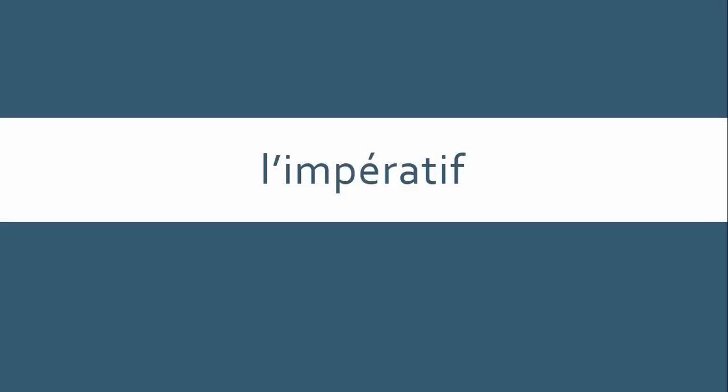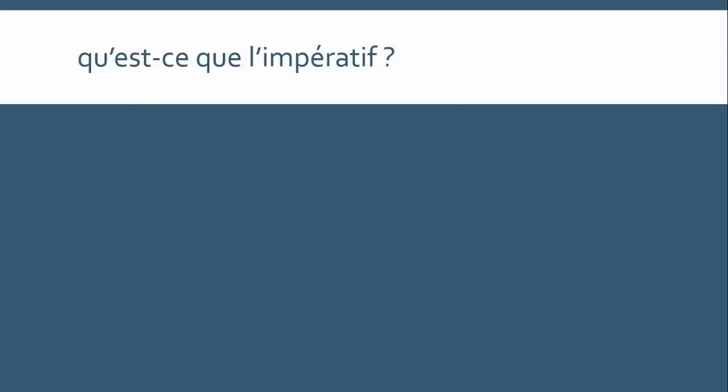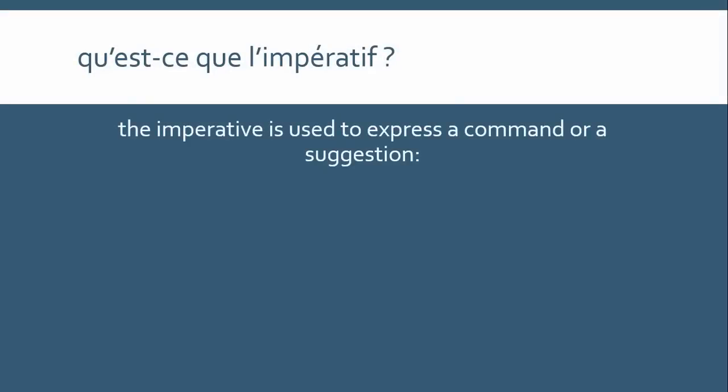Now, as far as French grammatical moods go, the imperative is probably the easiest one to learn. However, we do have a few things that we need to go through. Starting with, of course, what is the imperative? Quite simply, the imperative is used to give a command or to make a suggestion. So for example, in English we can say, sit down, stop, or let's go.